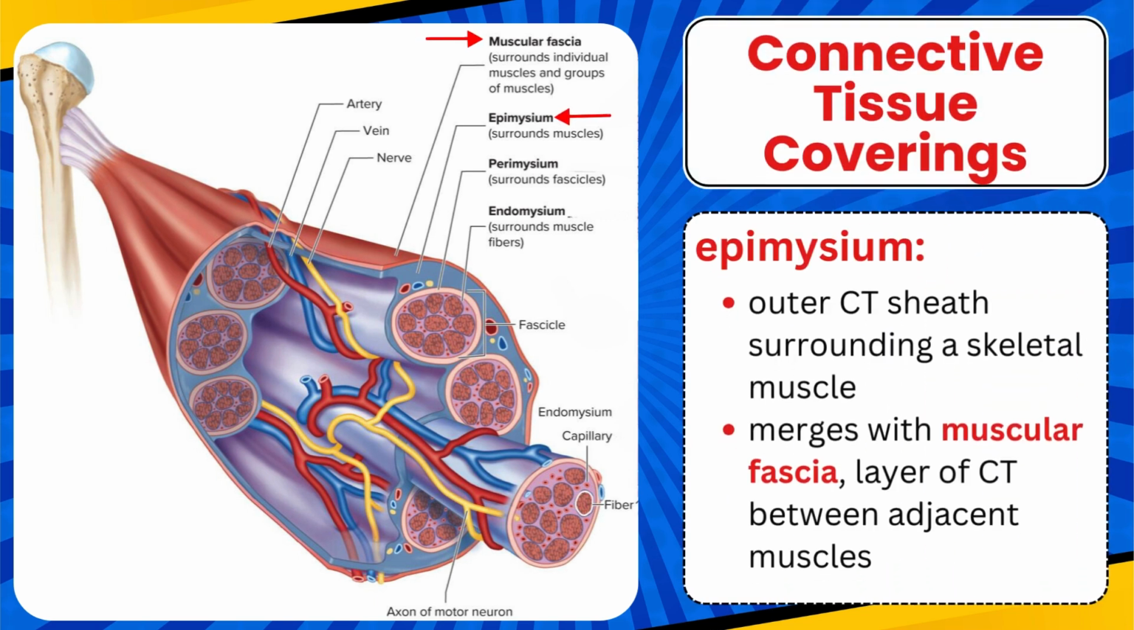Covering the outside of the whole skeletal muscle is a connective tissue sheath called the epimysium. The epimysium's fibers merge with the muscular fascia, which is the connective tissue layer between adjacent muscles or between muscles and skin.